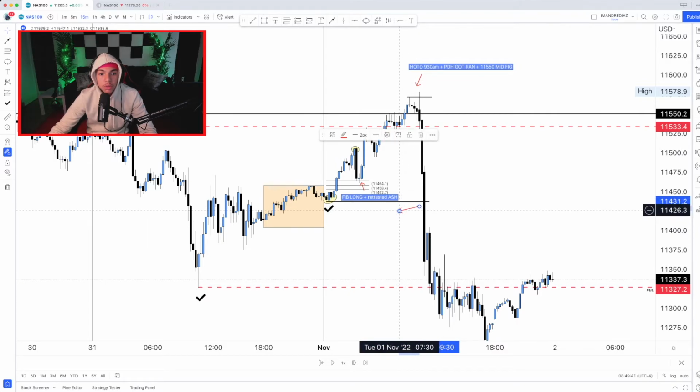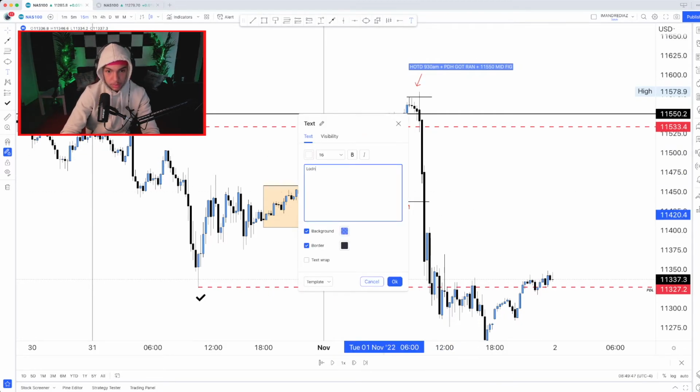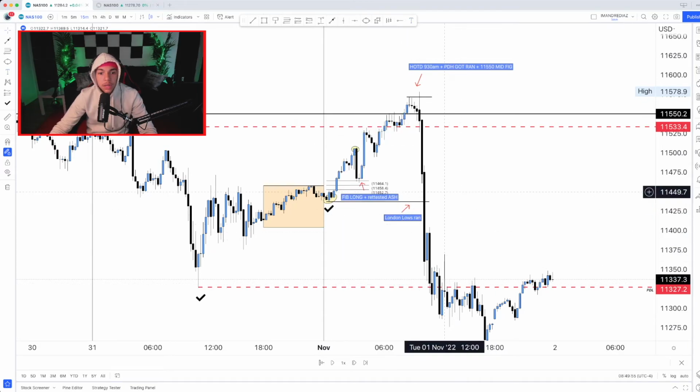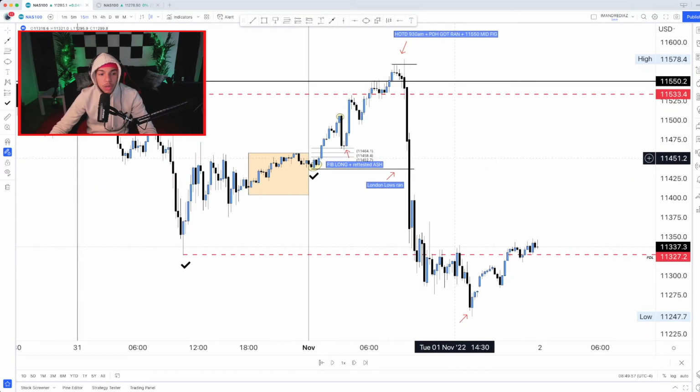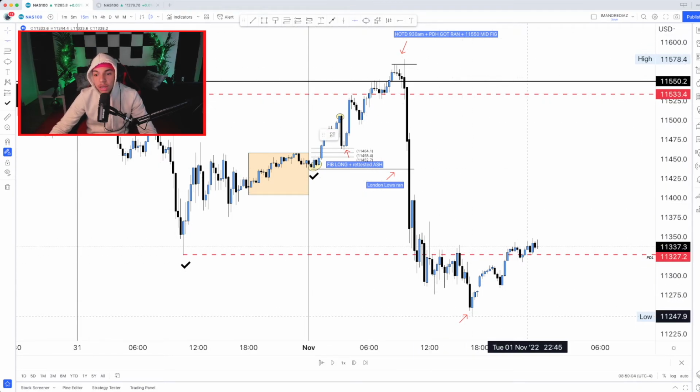We'll put this the other way. We got London lows. Boom, the London lows got ran. And then from here, price ended up doing what? Running all below, way below, and targeting the previous day's low. So we went from the previous day's high to the previous day's low.